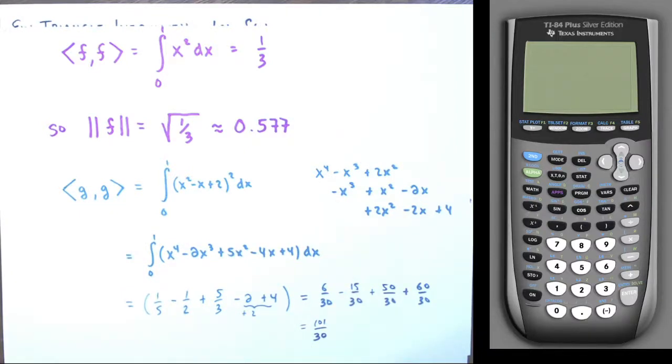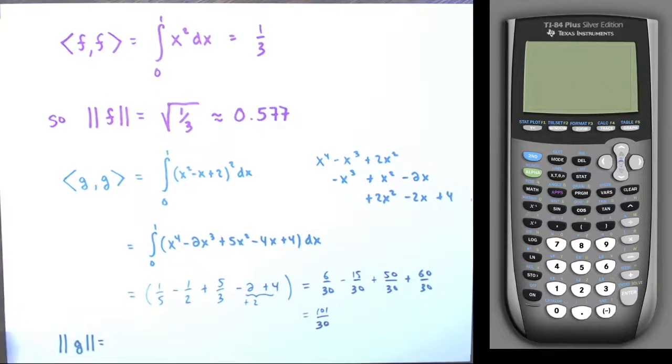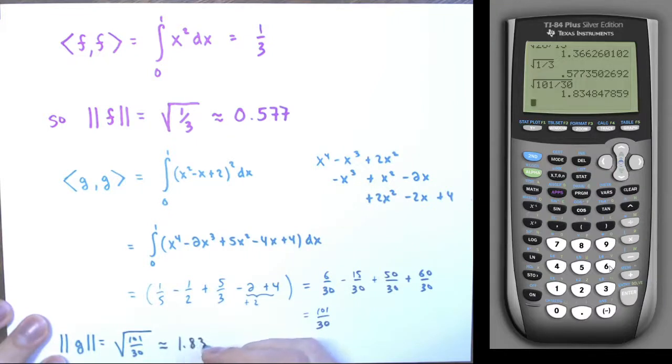And therefore the norm of g will be the square root of that, right? The square root of the inner product of g with itself. So the square root of 101 30ths. Alright, we get that approximation again. So the square root of 101 30ths is about 1.835. I go to 3 decimal places again.